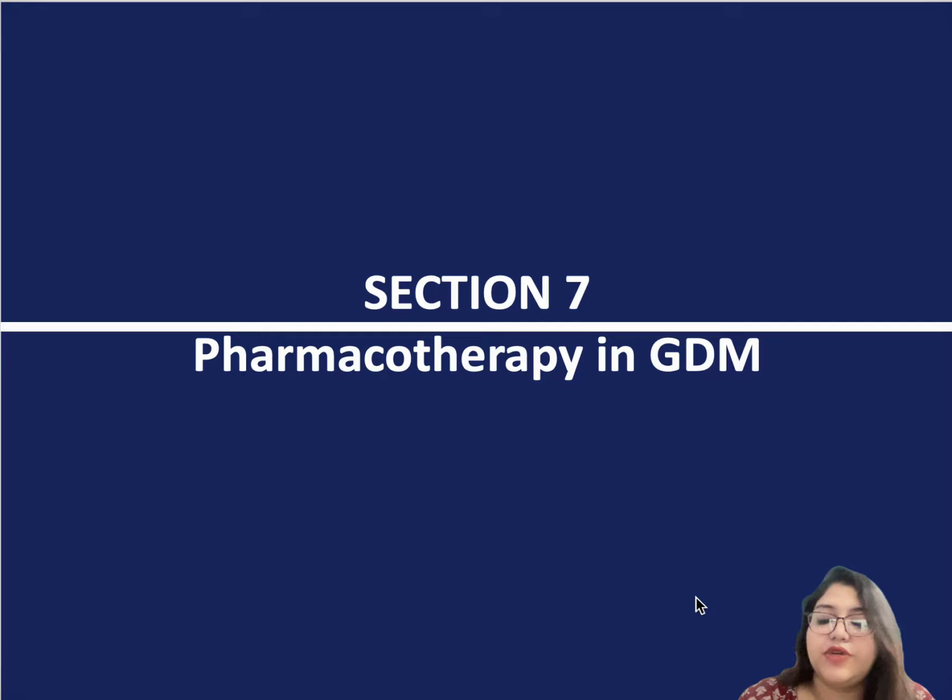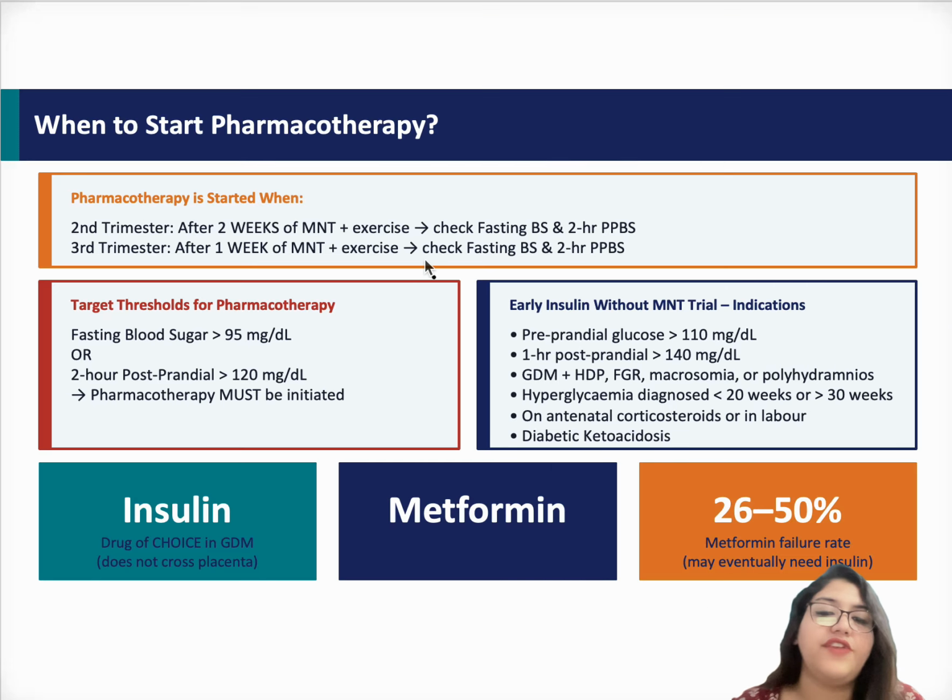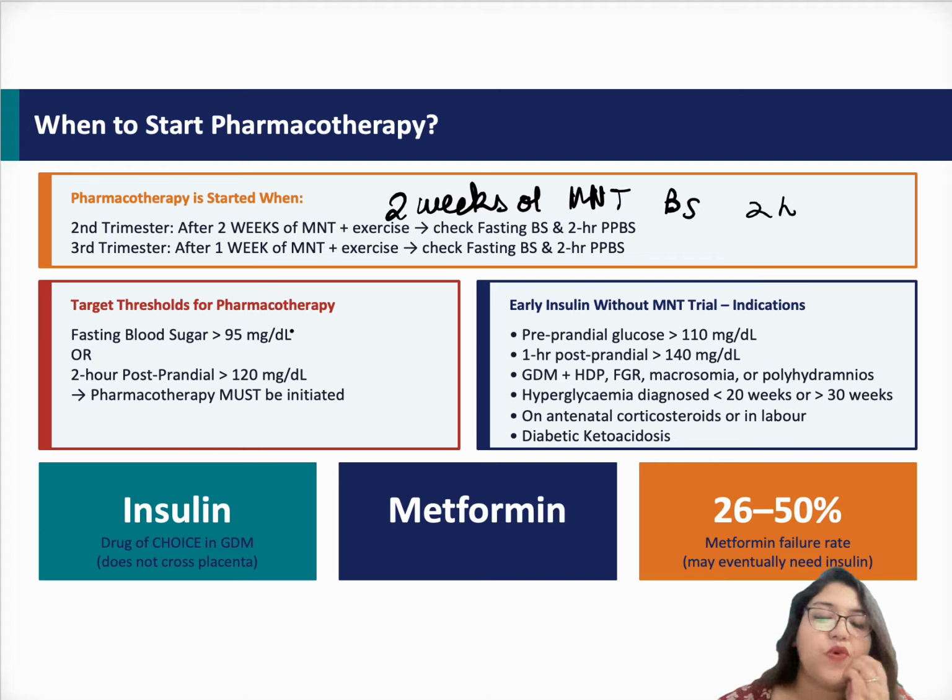Now let's talk about pharmacotherapy in GDM. When to start pharmacotherapy? Pharmacotherapy is started after 2 weeks of MNT. If we check the blood sugar, fasting, and 2-hour PPBS, and fasting is more than 95 or 2-hour is more than 120, then pharmacotherapy must be initiated. In third trimester, we give them only 1 week of MNT plus exercise and check fasting and 2 hours.